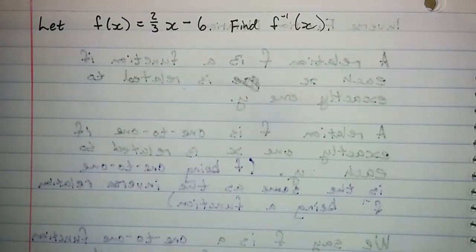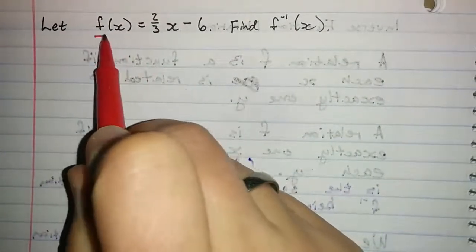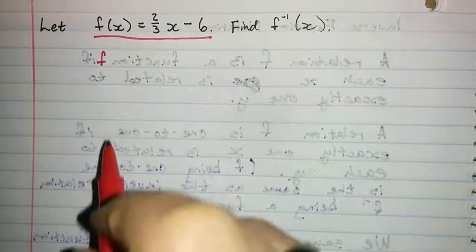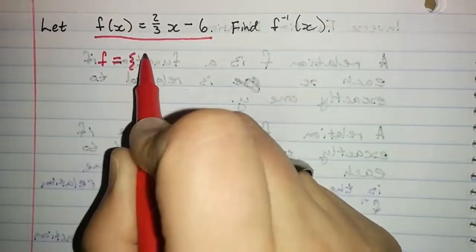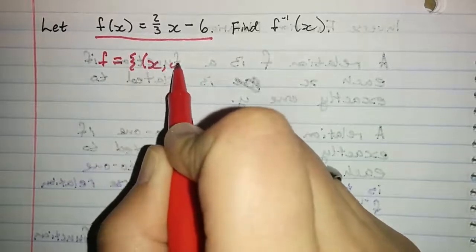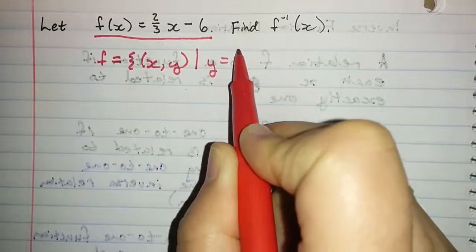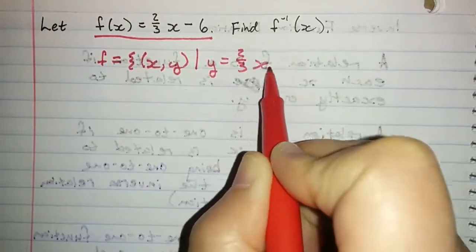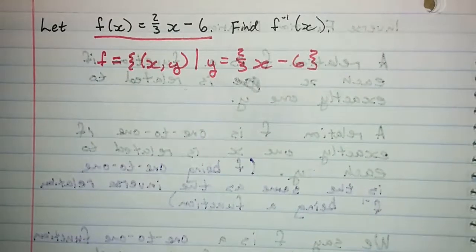Okay, here's the hint. Your first step should be to rewrite this statement as f is the relation where x is related to y if y is 2/3 x minus 6. If you haven't already, pause the video and try again to solve this.